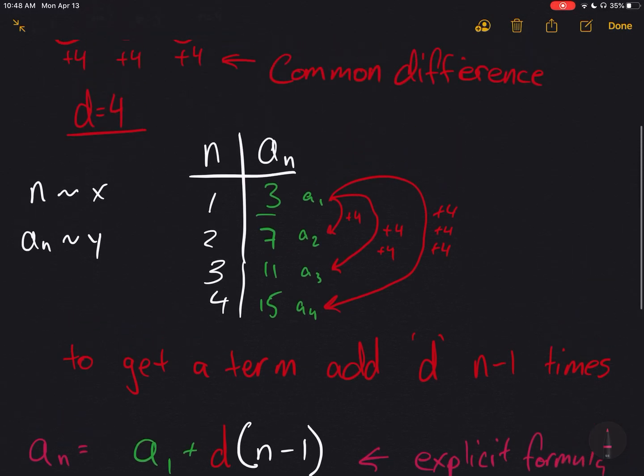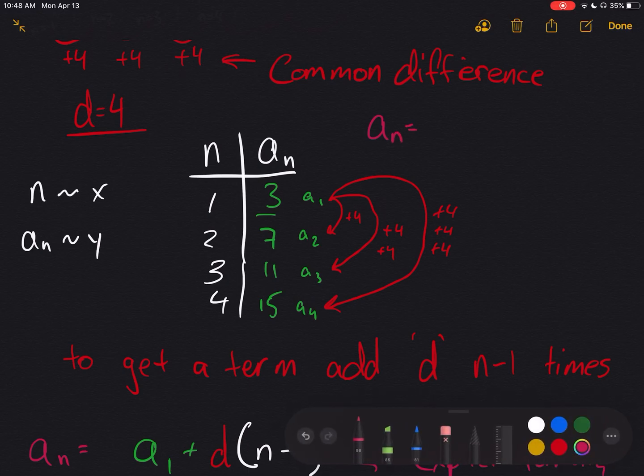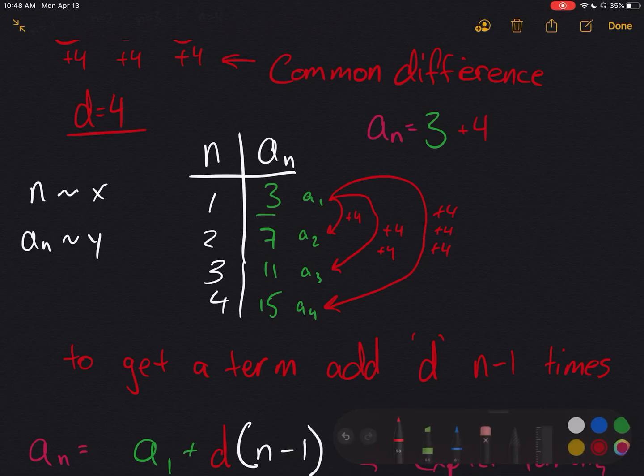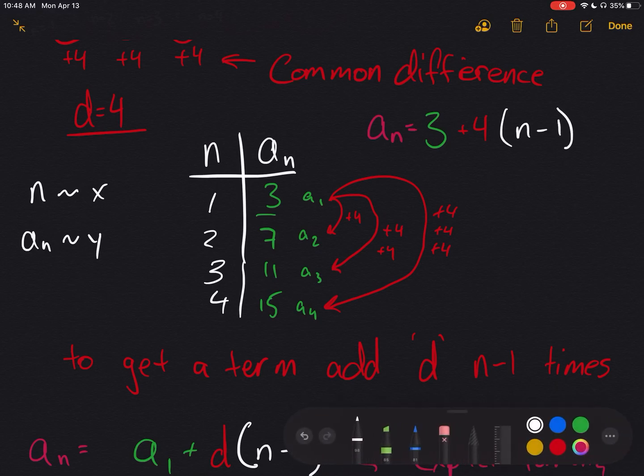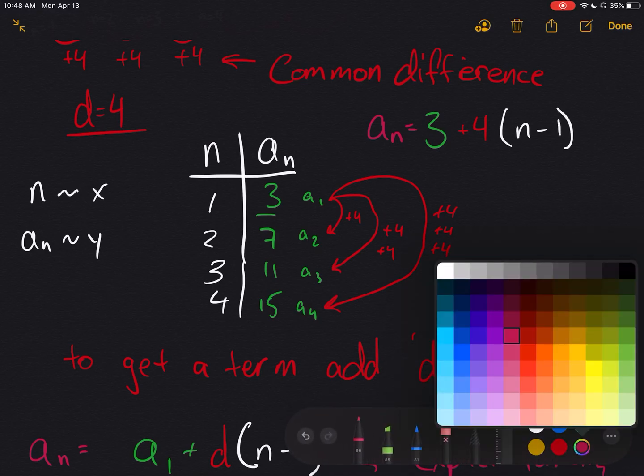So for our case here, an is equal to our first term, which is 3, plus our common difference, which is 4, and we're doing that n minus 1 times, right? And if we wanted to, something that the SAT frequently asks you to do is to simplify that, and all that means is that we're multiplying out this binomial here, right?